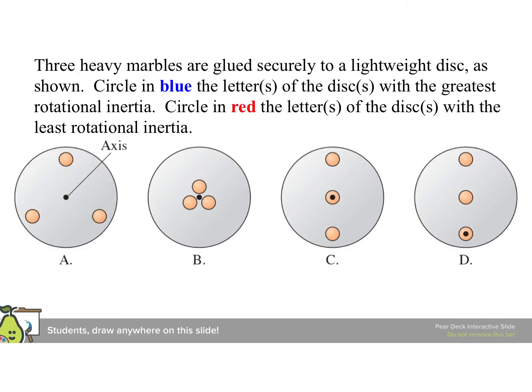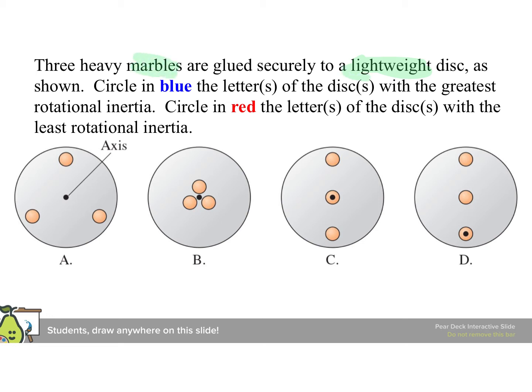So 3 heavy marbles are glued securely to a lightweight disk as shown. Circle in blue the letter or letters of the disk or disks with the greatest rotational inertia, and circle in red the letters of the disks with the least rotational inertia. These are all collections of point particles. Since the disk is lightweight, it doesn't itself have any inertia, so we don't worry about it. And we'll treat the marbles as if they were point-like.